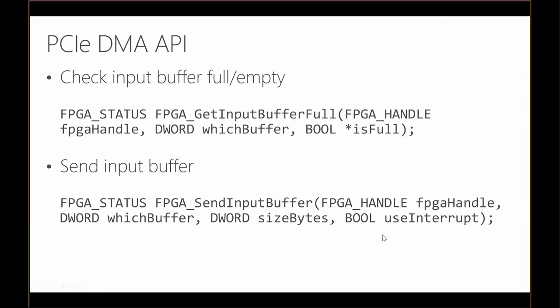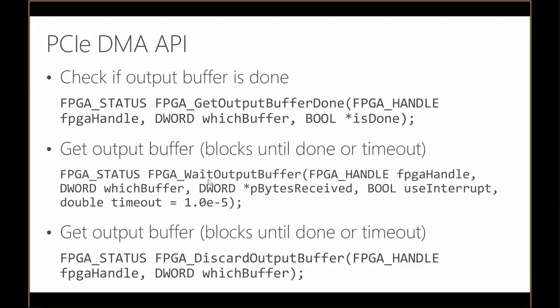Now note that the input buffer data should only be modified when the input buffer is empty. So if you wish to send more data to the same slot, you must first wait for the FPGA to finish consuming data by calling the FPGA get input buffer full. The output buffer is similar. Get output buffer done checks whether the FPGA has written to an output buffer and it is available for the host to read.